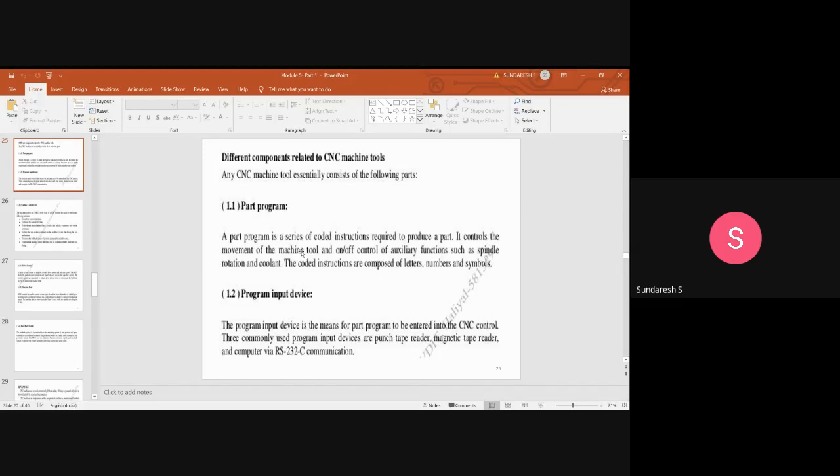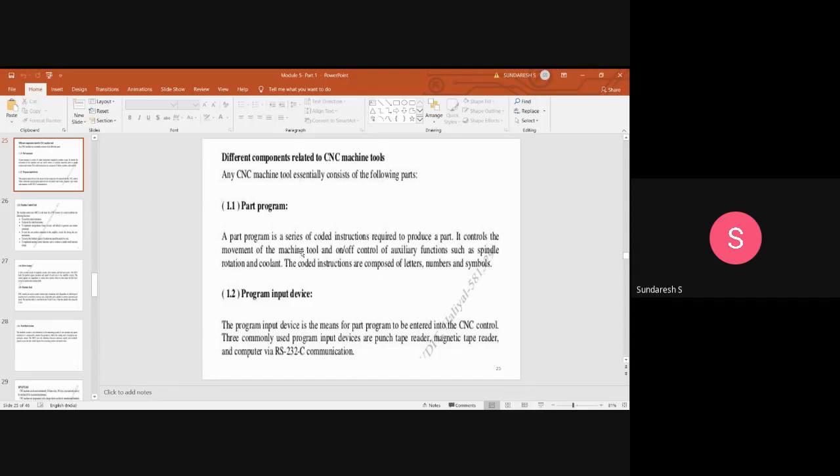The instructions are loaded in the form of a series of codes, and these codes operate and guide the machine tool so that the required component can be manufactured. Basically this program, or set of instructions, will always control the movement of the machine tool and the on-off control of auxiliary functions such as spindle rotation and the coolant.